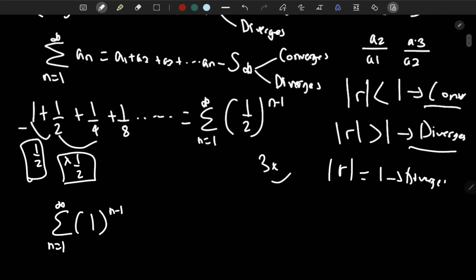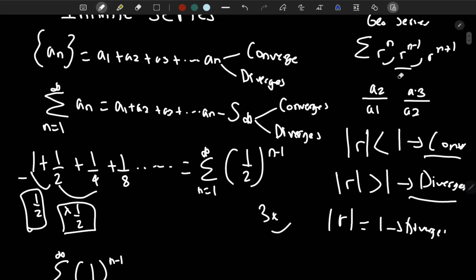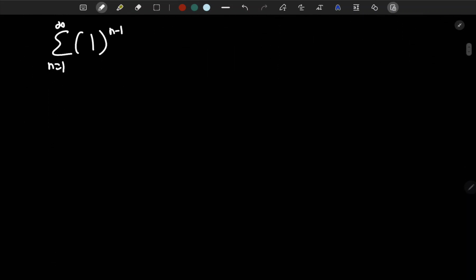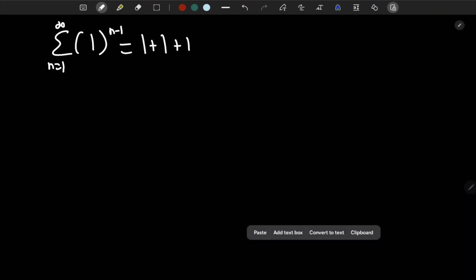So here we have sigma of n equals 1 to infinity of 1 to the power of n minus 1. So we have the second term over here, and this is the most famous one, by the way. Let's write the first, let's say, 3 terms. It will be 1 plus 1 plus 1, since 1 to the power of 0 is going to be 1, 1 to the power of 1 is going to be 1 again, and so on. And this keeps continuing all the way to infinity.